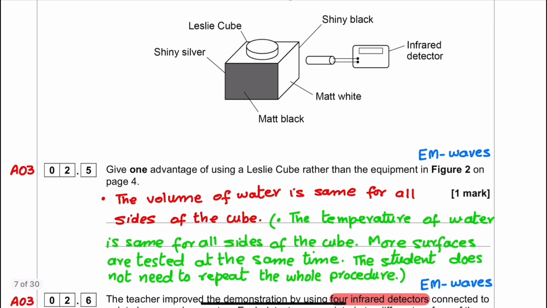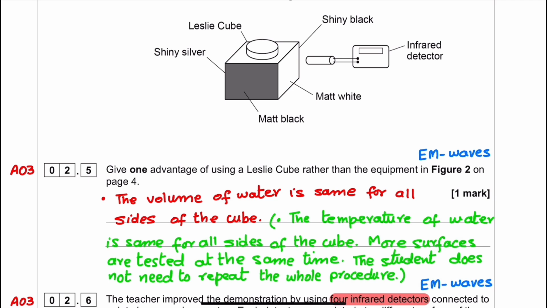If we use infrared detectors which are equidistant from all sides, and we're using 4 infrared detectors, it means that each infrared detector is going to detect the reading at the same time, and it will be very easy for the student to investigate the radiations emitted from each side of the cube.